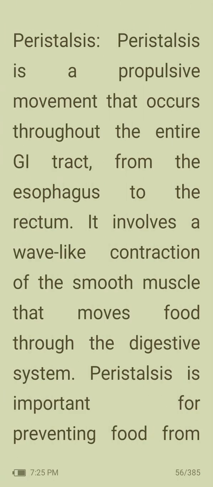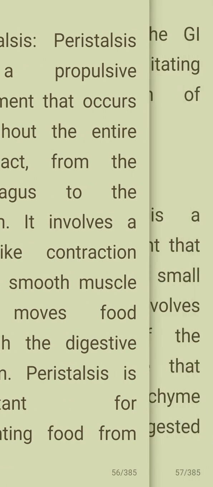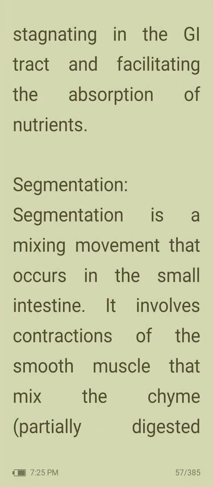Peristalsis. Peristalsis is a propulsive movement that occurs throughout the entire GI tract from the esophagus to the rectum. It involves a wave-like contraction of the smooth muscle that moves food through the digestive system. Peristalsis is important for preventing food from stagnating in the GI tract and facilitating the absorption of nutrients.